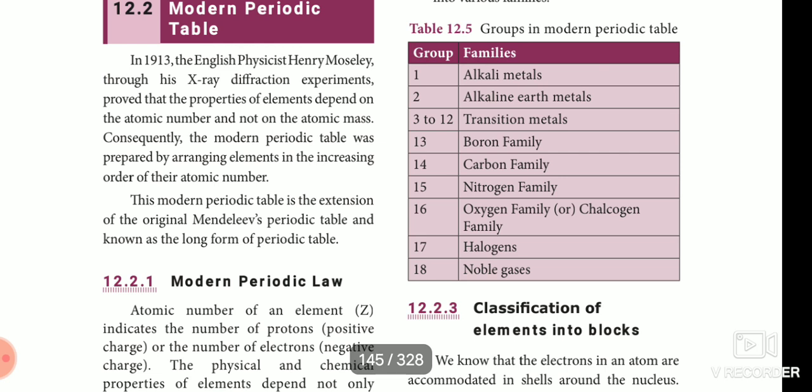Okay, so now your homework. In the first question, define Dobereiner's law of triads, then the Mendeleev periodic law and the modern periodic law, and then the features of the Mendeleev periodic table and the limitations of the Mendeleev periodic table. Okay, this is your homework. All of you study and write.